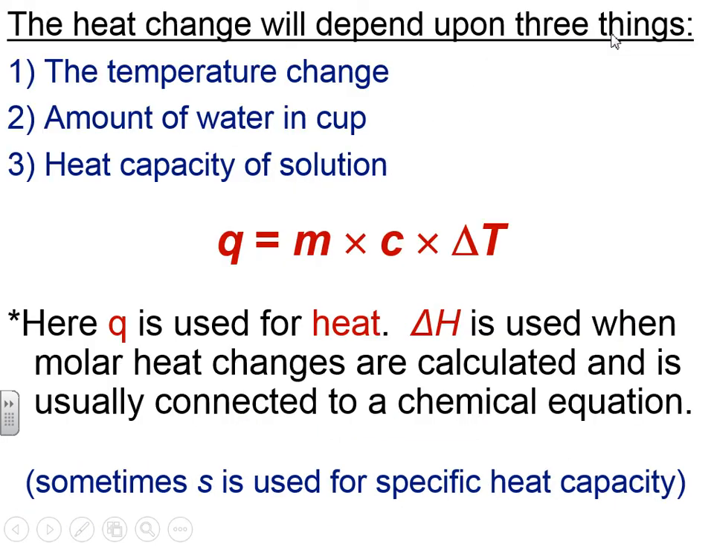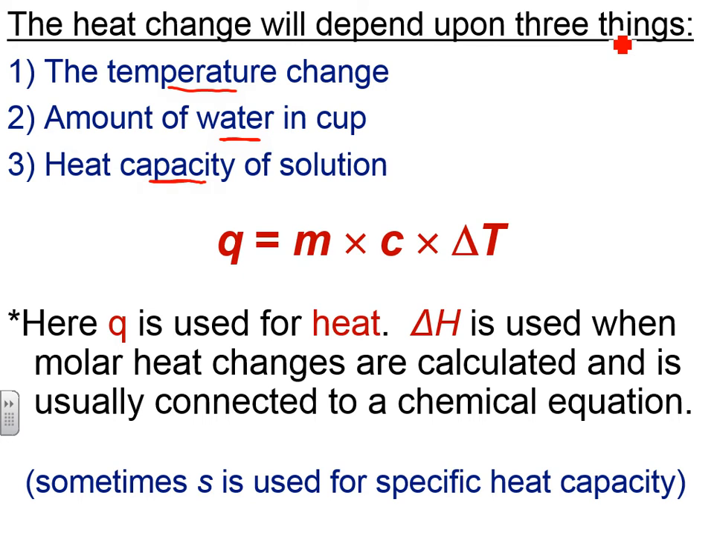So this is a slight review of the MCAT equation. The amount of heat released or absorbed will depend on the temperature change, because the higher the temperature change, the more heat is needed to raise it. The amount of water matters too: if you have more water, then you can absorb more heat. And then also the heat capacity of the substance, of the solution. In this case, it's going to be of water.